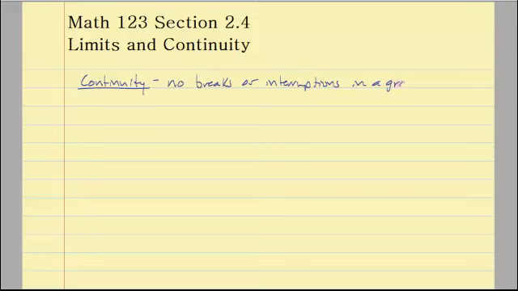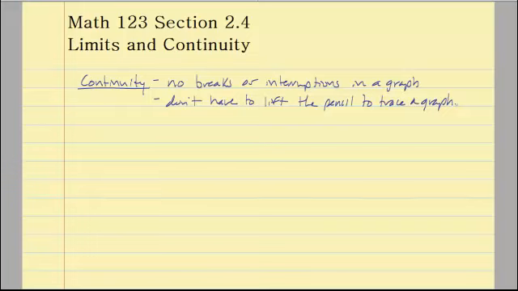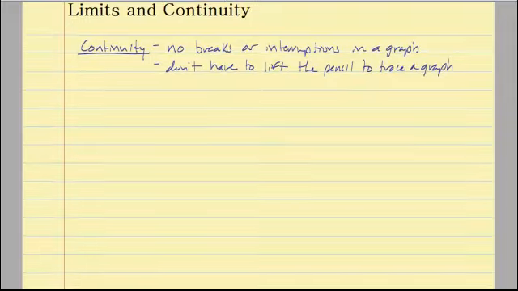Now that's definitely not a mathematical definition, it's kind of a layman's term. Another way to think about this is you don't have to lift your pencil to trace a graph. So if we have any asymptotic lines and we have to skip to trace a graph, I have a discontinuity. So let's go ahead and look at a few graphs and then let's try to determine whether they're continuous or discontinuous based on these kind of vague definitions that we have of continuity right now.